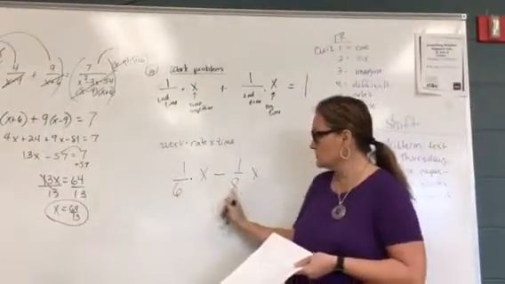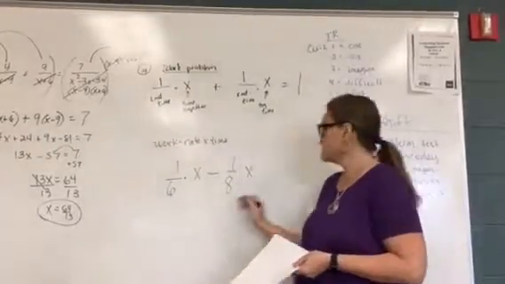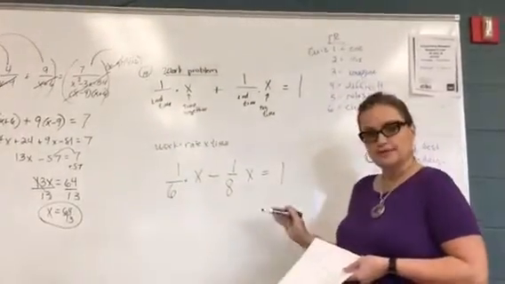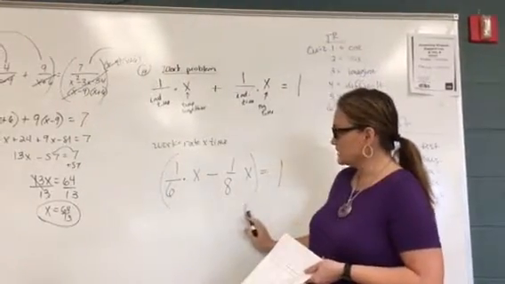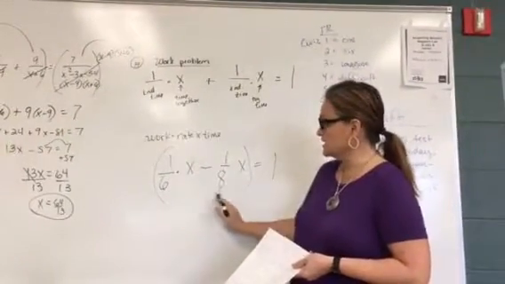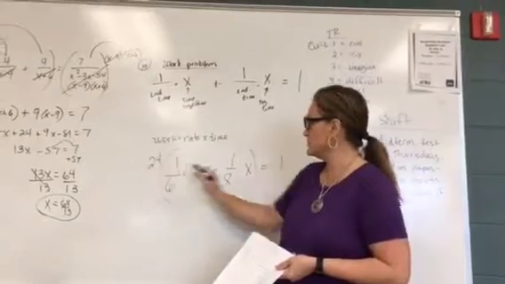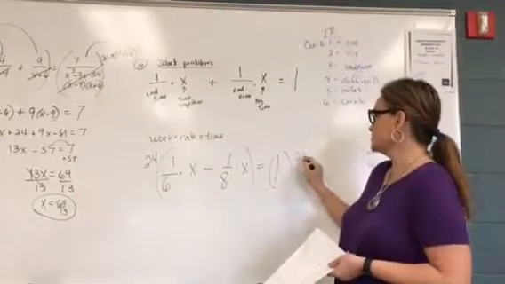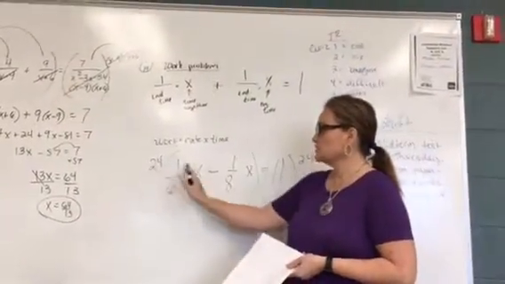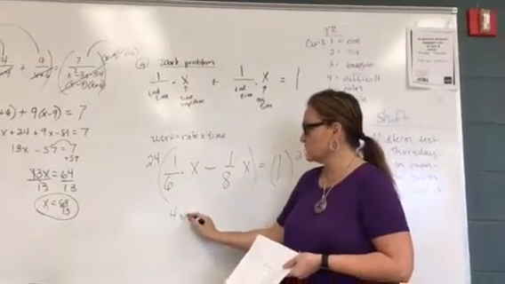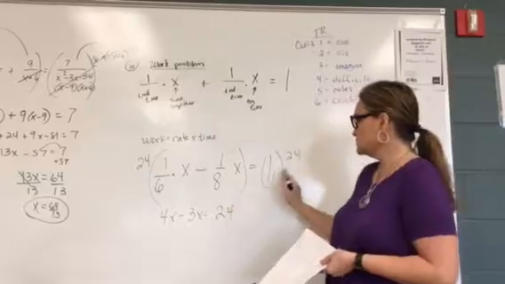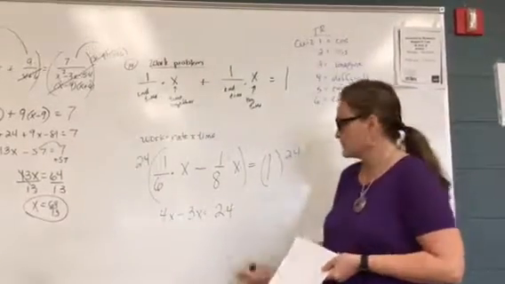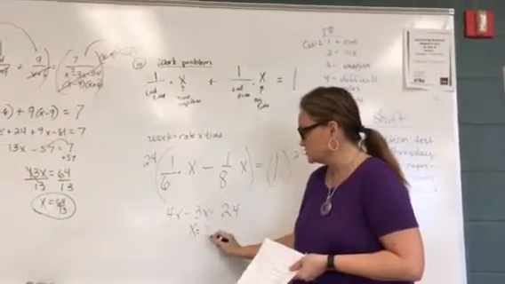So you just put the individual times down here in the format, and then you set it equal to 1. And fractions again, so I times by the LCD for 6 and 8. The LCD is 24. So I times each side by 24. 24 distributed into this will be 4x minus 3x equals 1 times 24 is 24. And that solves out to be 24.